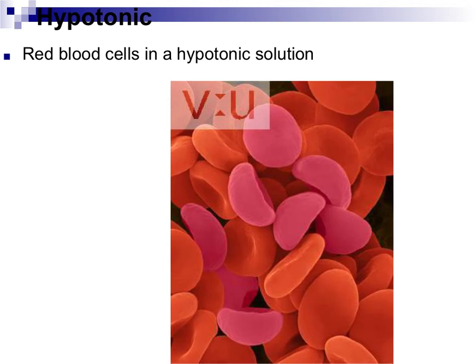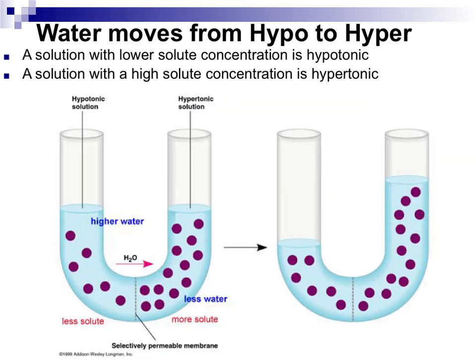Here you can see red blood cells again, and these are red blood cells that are in a hypotonic solution. So you can see some of them, like this one, has lost its characteristic depression where they have that concave cavity, and it's swelling up because it's taking on water. Water will always move towards a more concentrated solution to dilute it.